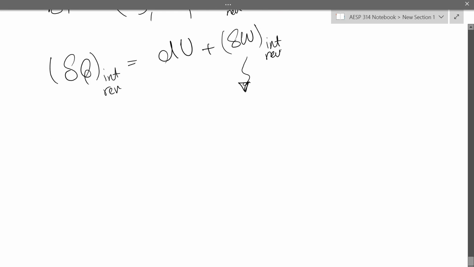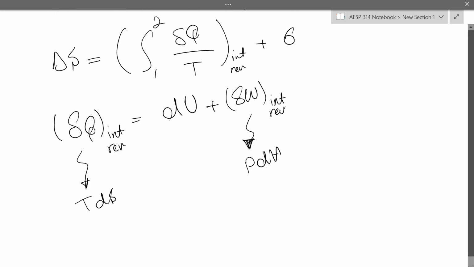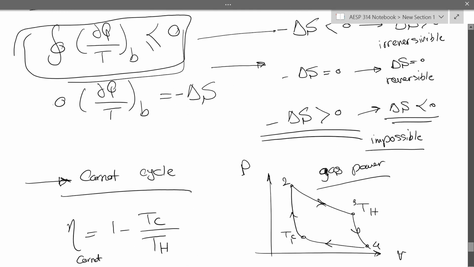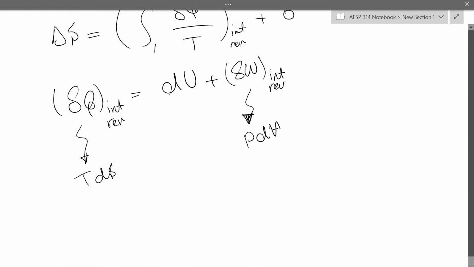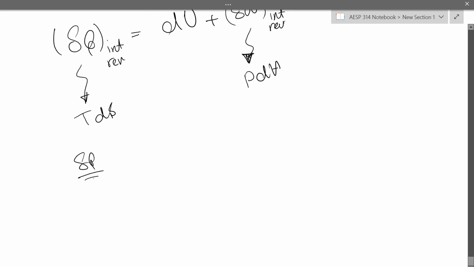Well, based on the definition, we already have seen this in the previous lecture, that del W is equal to PdV, changes in volume, and del Q for an internally reversible process is equal to TdS, right, from this definition. Don't forget this in the exam at every step. So we said del Q over T equals dS, we have just moved T to the other side.